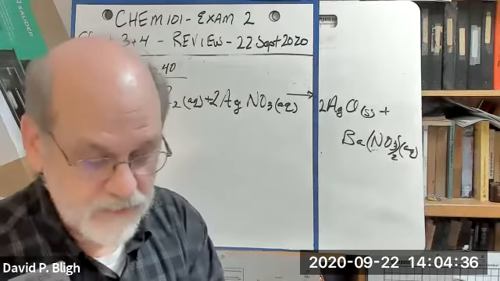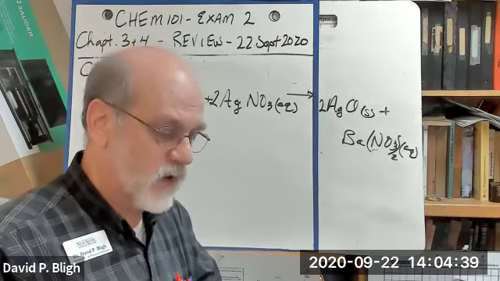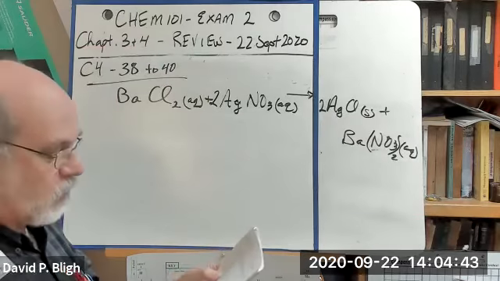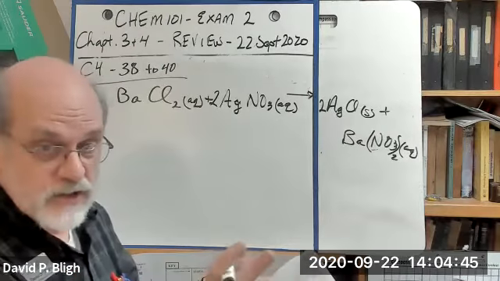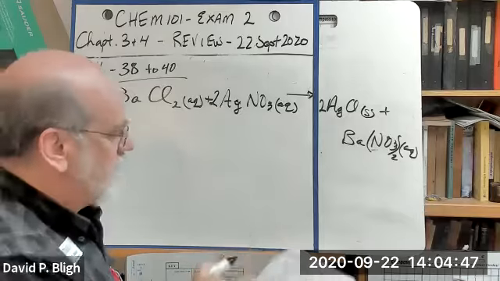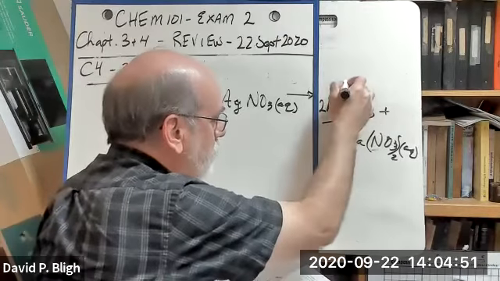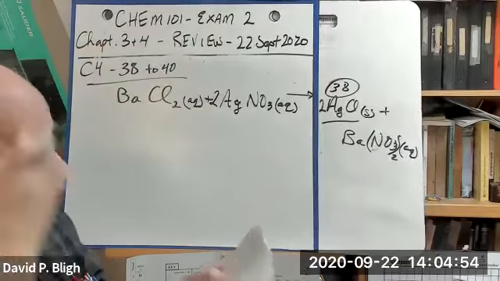At this point, we can answer 38. The balanced molecular equation contains which of the following terms? The only one that fits out of that whole group with its coefficient as a term is this one. That's B.